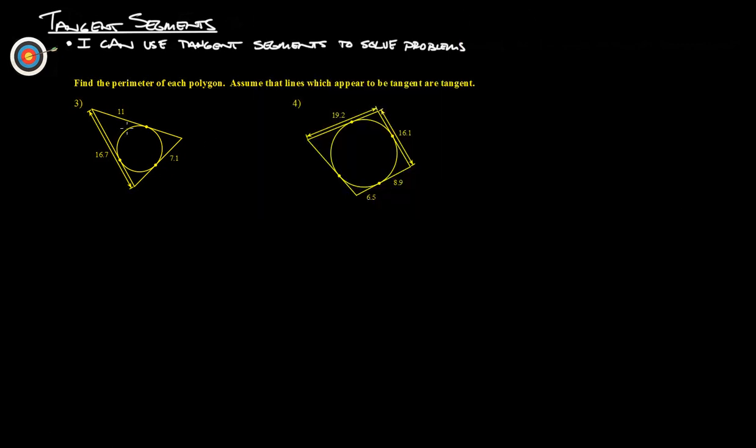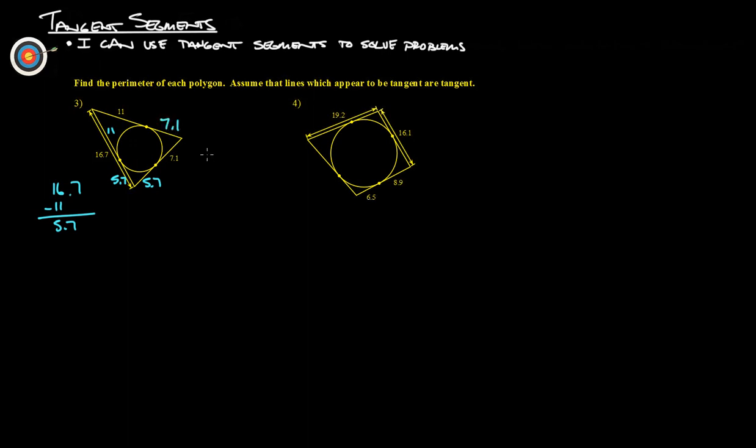Okay, find the perimeter of each polygon. Since these are both tangent lines that share the same point, this is going to be the same as this over here, so that's 11. If this whole thing is 16.7, subtract 11 from that, and we get 5.7 left over. So this section right here is going to have to be 5.7, which makes this 5.7. And this is 7.1, and this is 7.1.